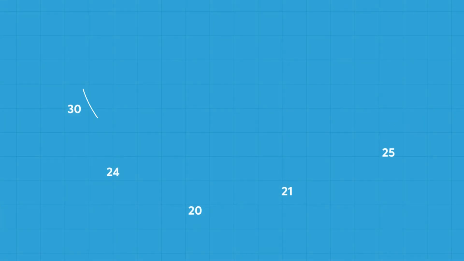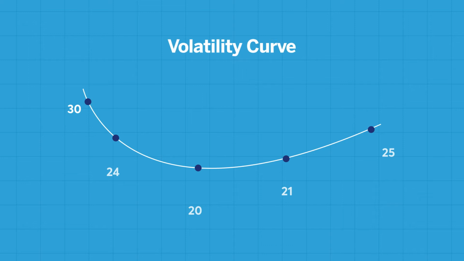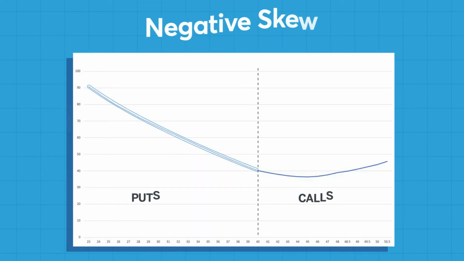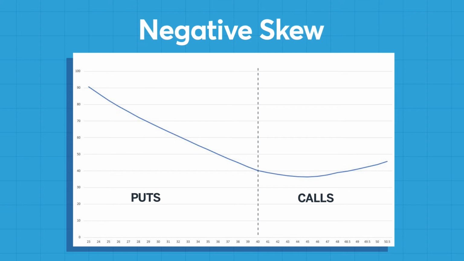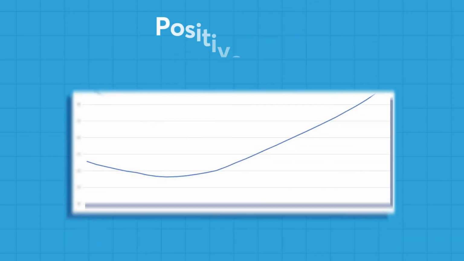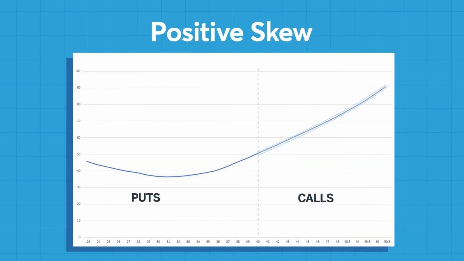Implied volatilities are not necessarily the same at every strike. The collection of these different volatility levels is known as the volatility curve. When the implied volatilities of put options are higher than the implied volatilities of call options, this is referred to as negative skew. Conversely, when the implied volatilities of calls are higher than the implied volatilities of puts, this is referred to as positive skew.